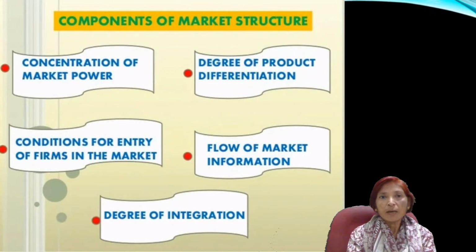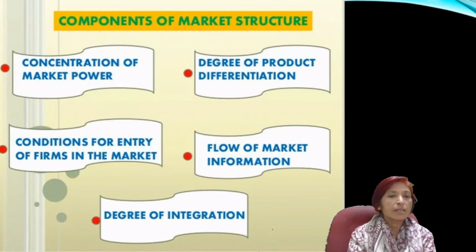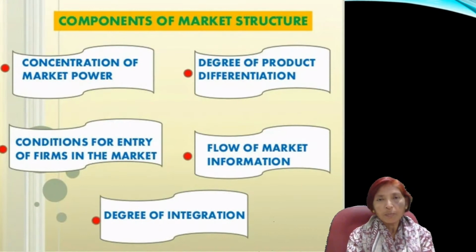Now, there are different components of market structure. One is concentration of market power. Second is the degree of product differentiation. Next is conditions for entry and exit from the market. And next is flow of information.